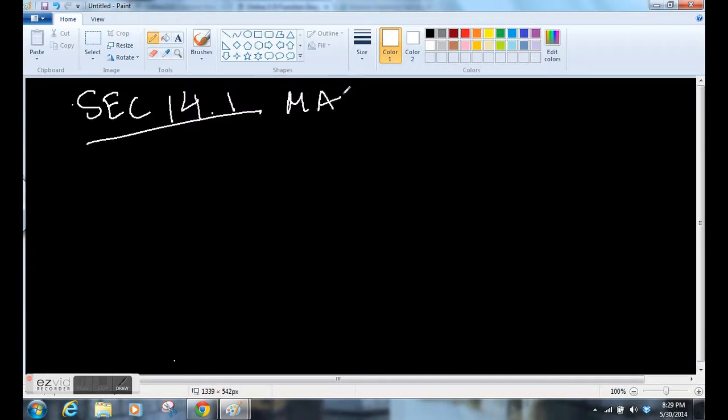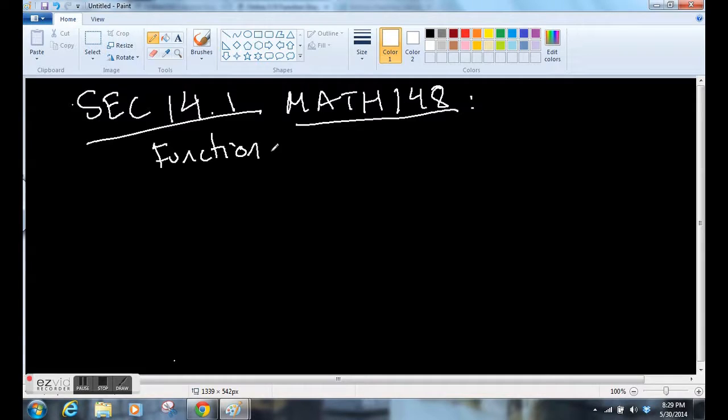Hey guys, this is Math 148, section 14.1. You guys are going to like this section because there's no derivatives and no integrals, unless you really like derivatives and integrals, in which case I'm sorry to disappoint you. So section 14.1, we're looking at functions that have two variables. So all of chapter 14 is functions with two variables.